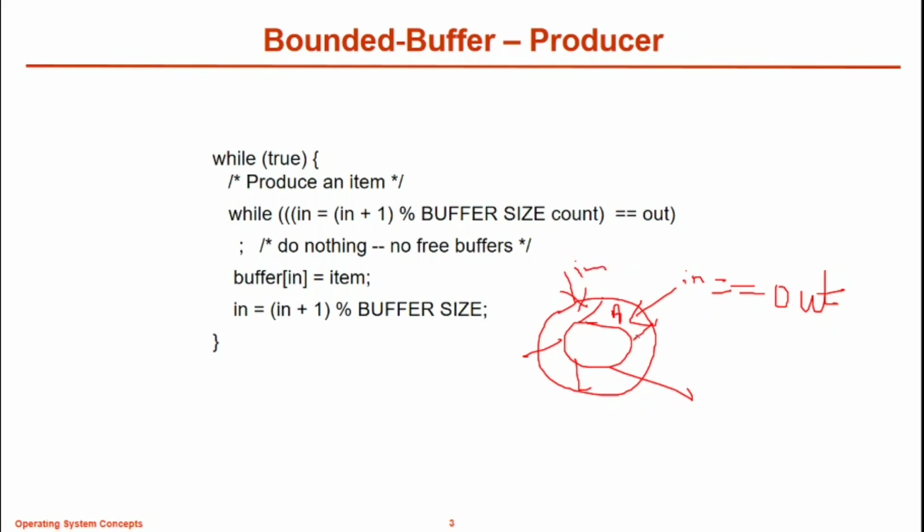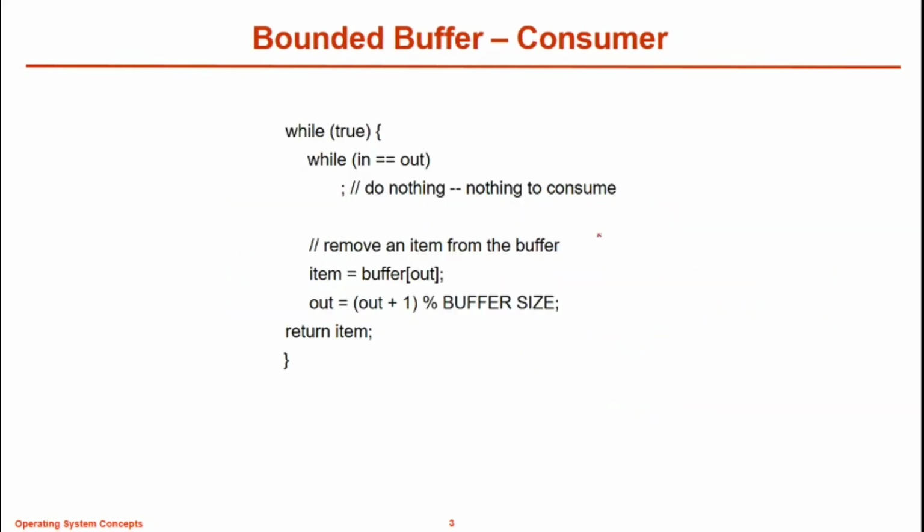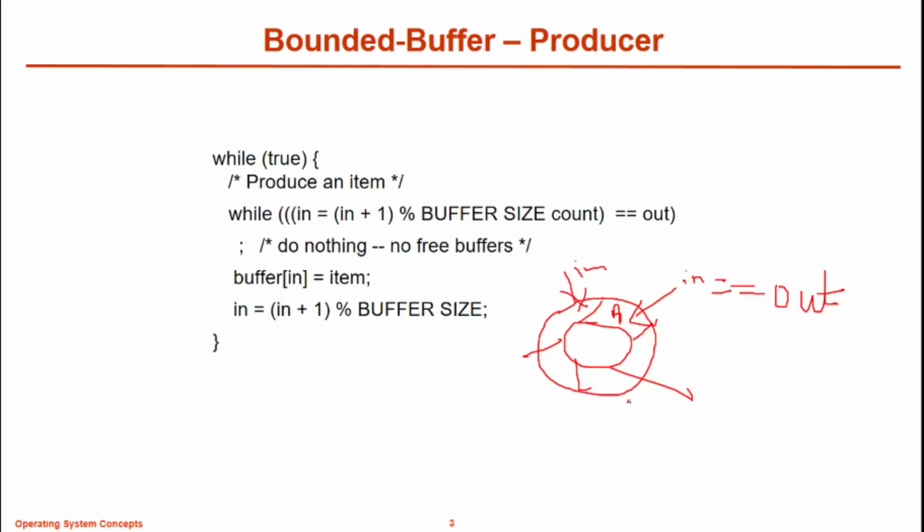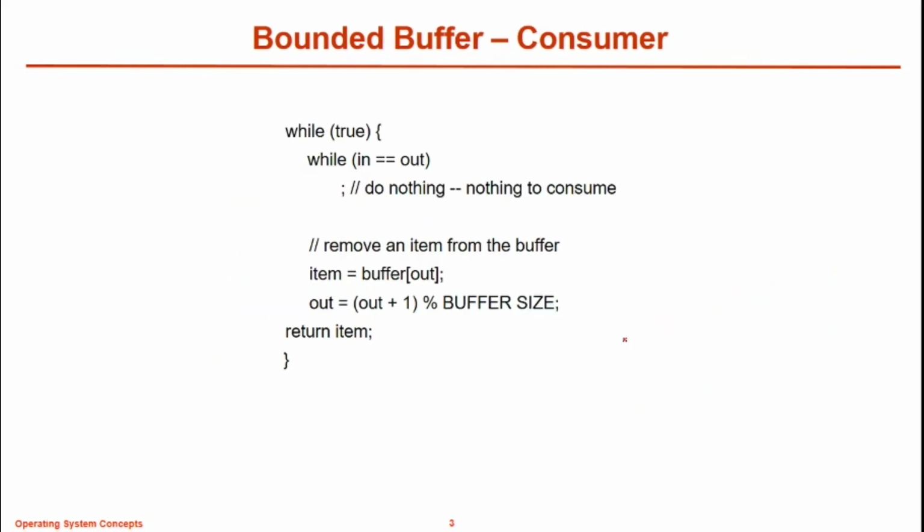So what will the consumer do? You can see in the consumer: if in is equal to out, do nothing. We cannot do any operation. If in is equal to out, then there is nothing to consume, because all the data produced by the producer has been consumed by the consumer. So this is what the statement says.